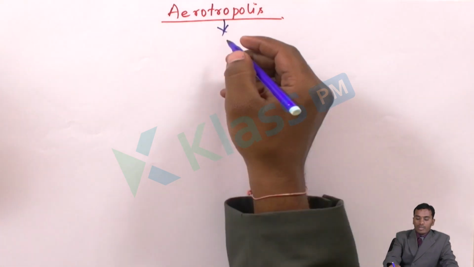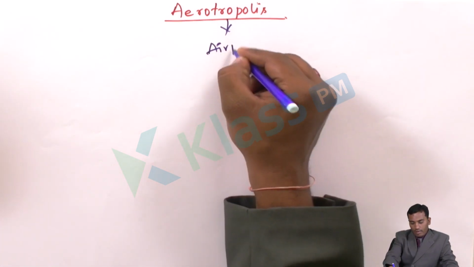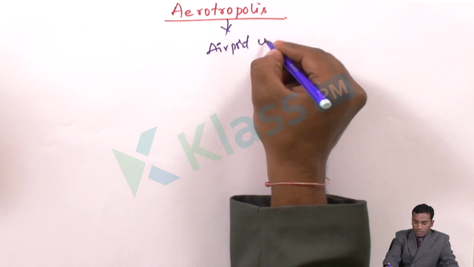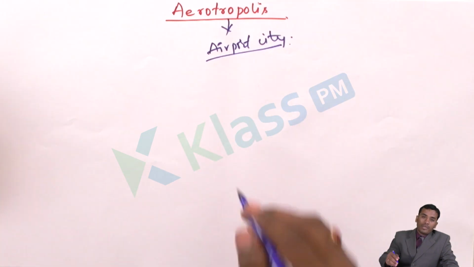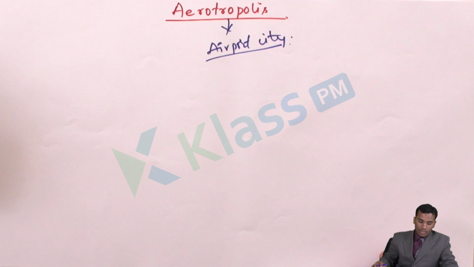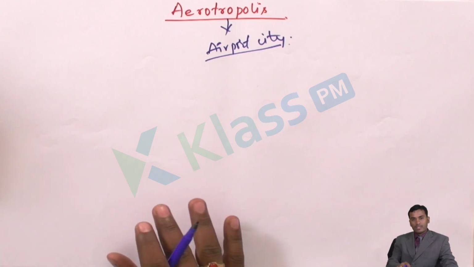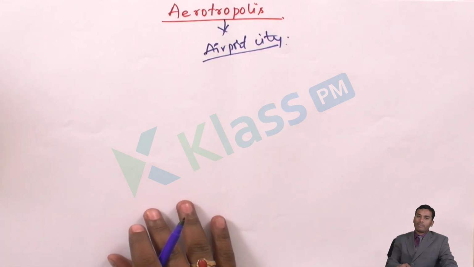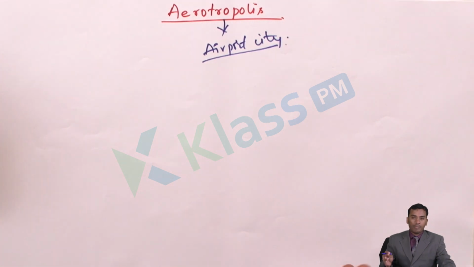So Aerotropolis are nothing but airport cities. Have you got any idea? Airport city does not mean a city which has an airport. It is a place, a human habitat, which has been created or established in and around, that means in the surroundings of, the airport. Which airport? Most probably the international airports.